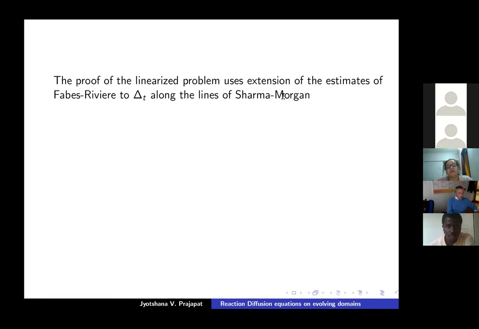And in fact, this was done because we have used the techniques and results of Sharma and Sharma Morgan. This paper has appeared already in SIAM, and they required a similar result for a stationary domain. So we extend those results here to our operator, and we get nice estimates and the Holder estimates that we require over here. So this is one of the classic papers of Fabes Rivière.